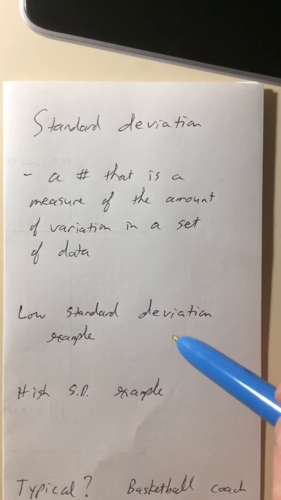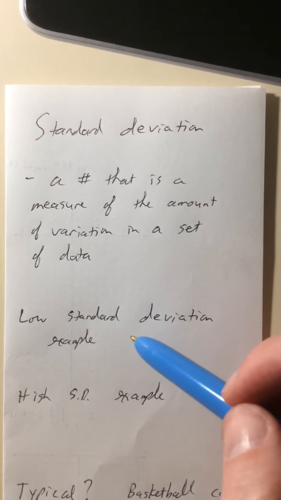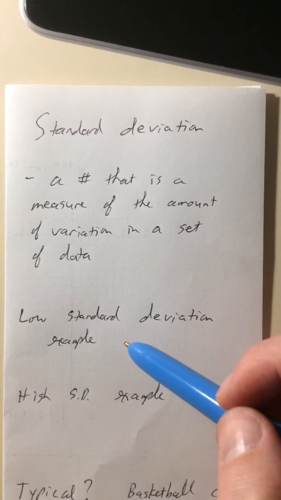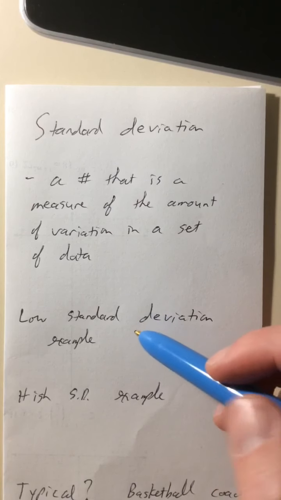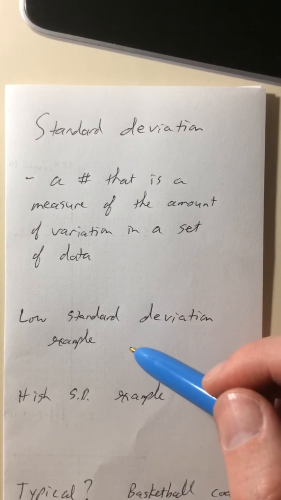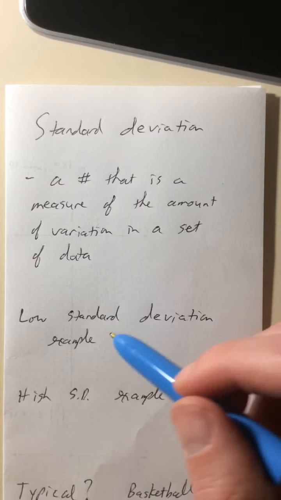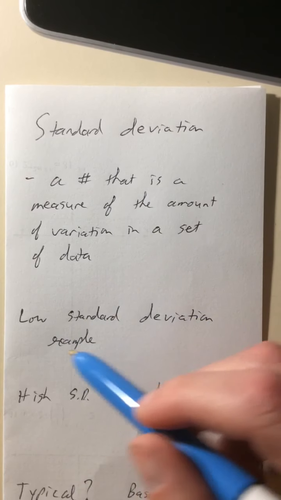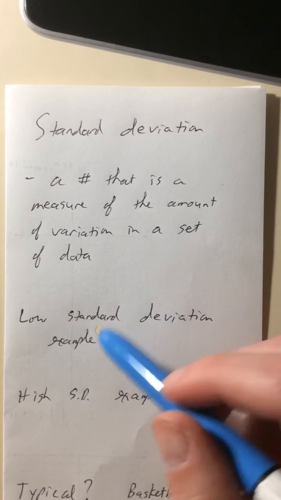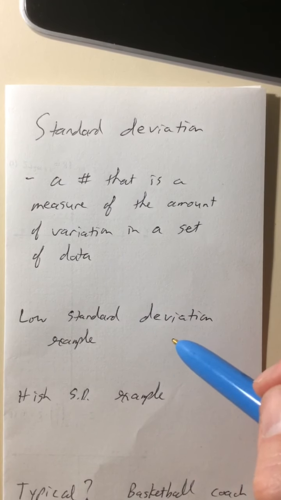And so let's talk about a low standard deviation example. Let's say that we have a class, and in that class there are 10 girls, and 5 of the girls are 5'4", and 5 of the girls are 5 feet 5 inches tall. Okay, not a lot of difference in there, not a lot of variation, not a lot of dispersion, not a lot of spread of the data because they're all really close together, 5'4" or 5'5".